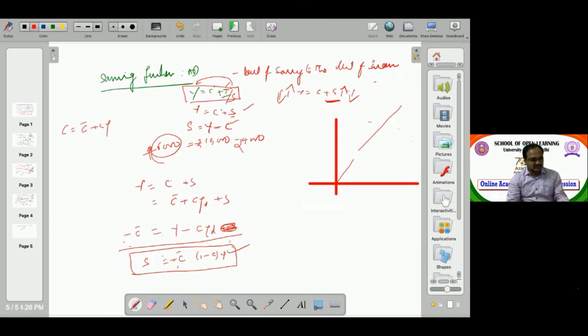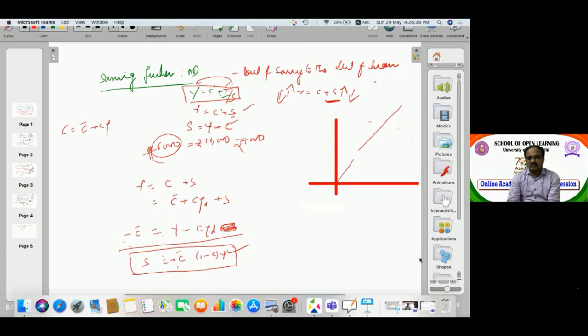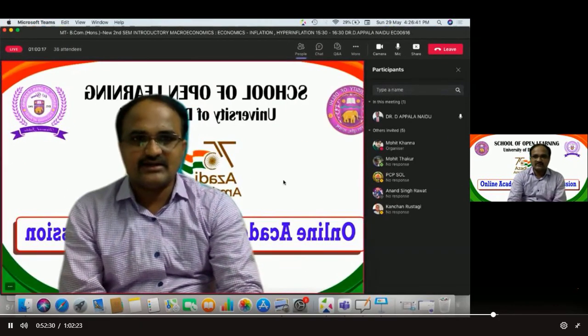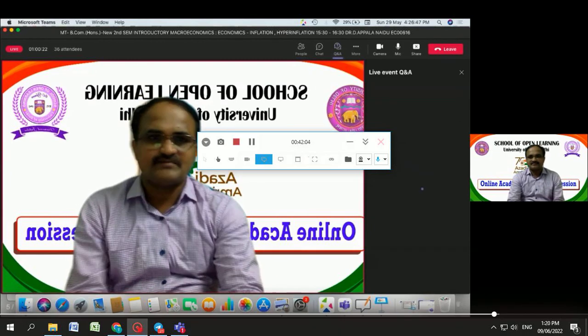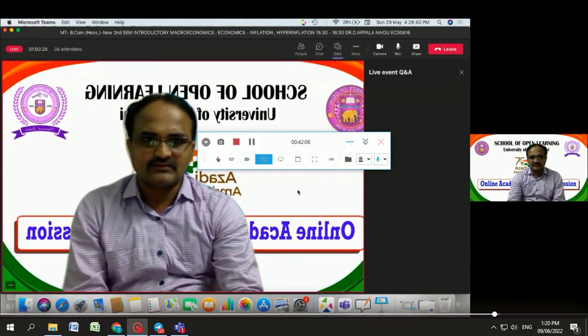We'll continue this concept. After the saving function, we can discuss the investment function, after that government, and after that the equilibrium level of income, how it is calculated. Okay, so I think I will stop the class now. If you have any doubt, please ask here so that I can answer your question.